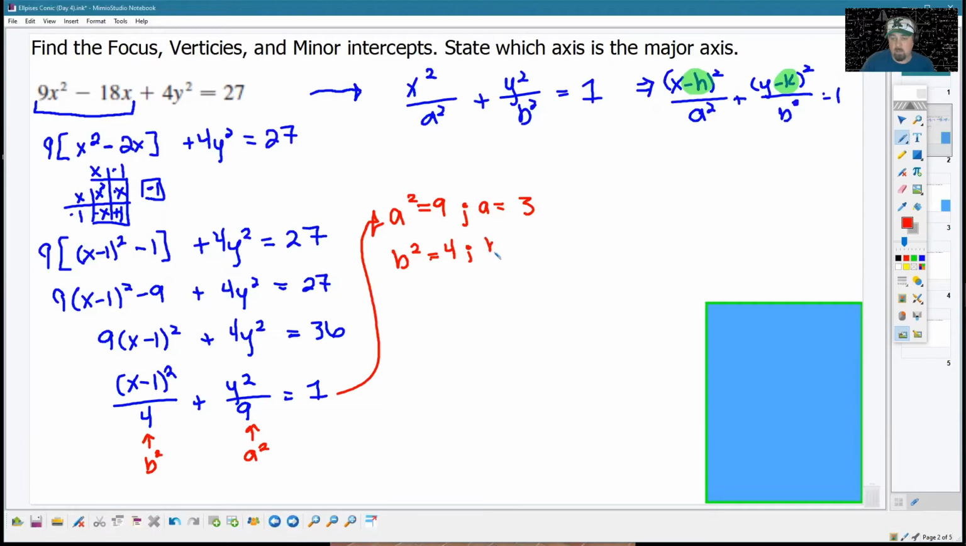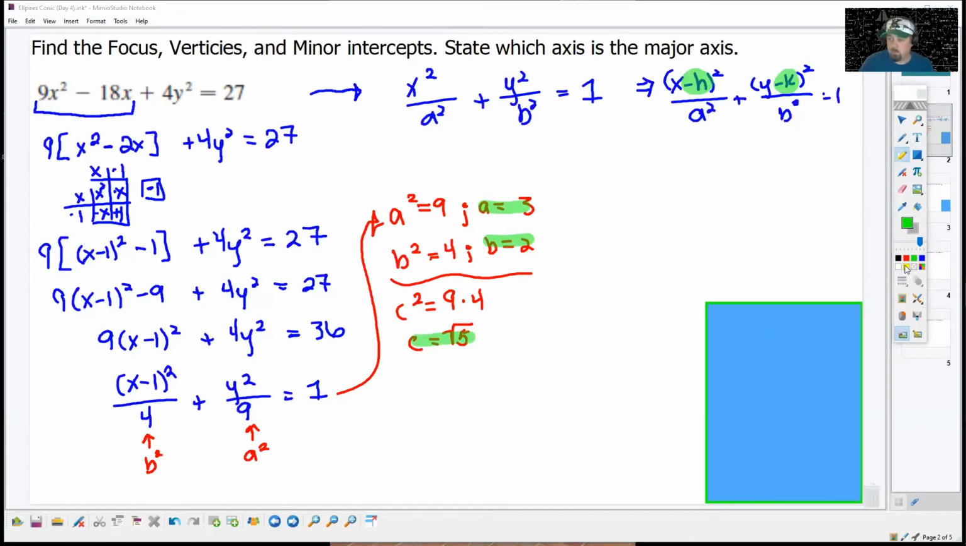That means that B is 2. We're going to use this because C squared is A squared minus B squared, so that's 9 minus 4. So that means C is going to be the square root of 5. So there's our 3 pieces of information we need to write our focus, vertices, and everything else.